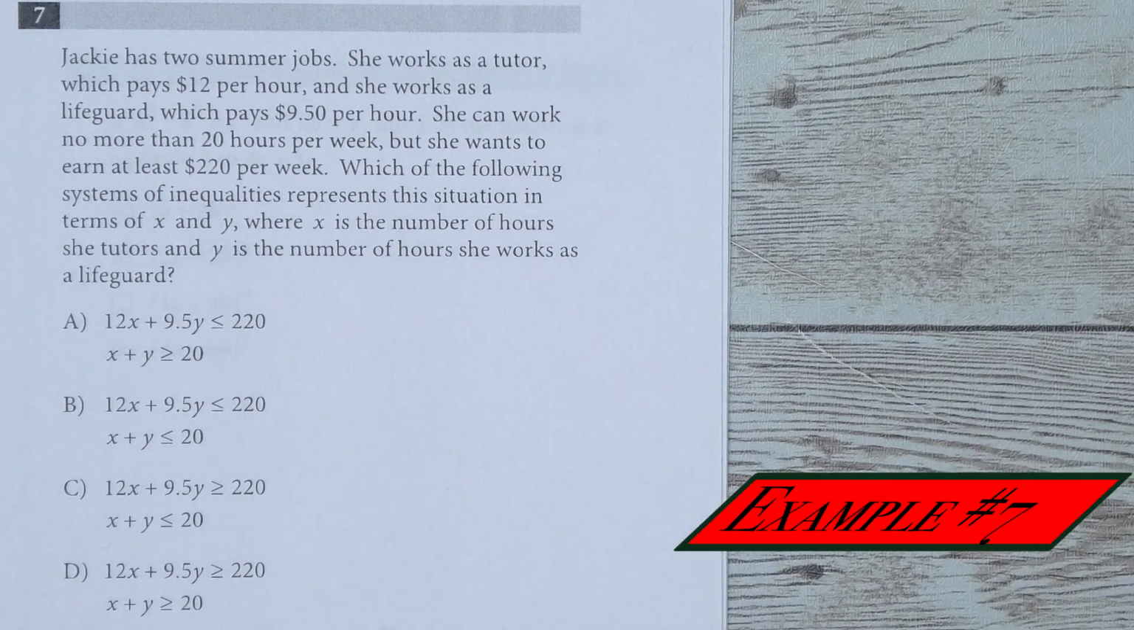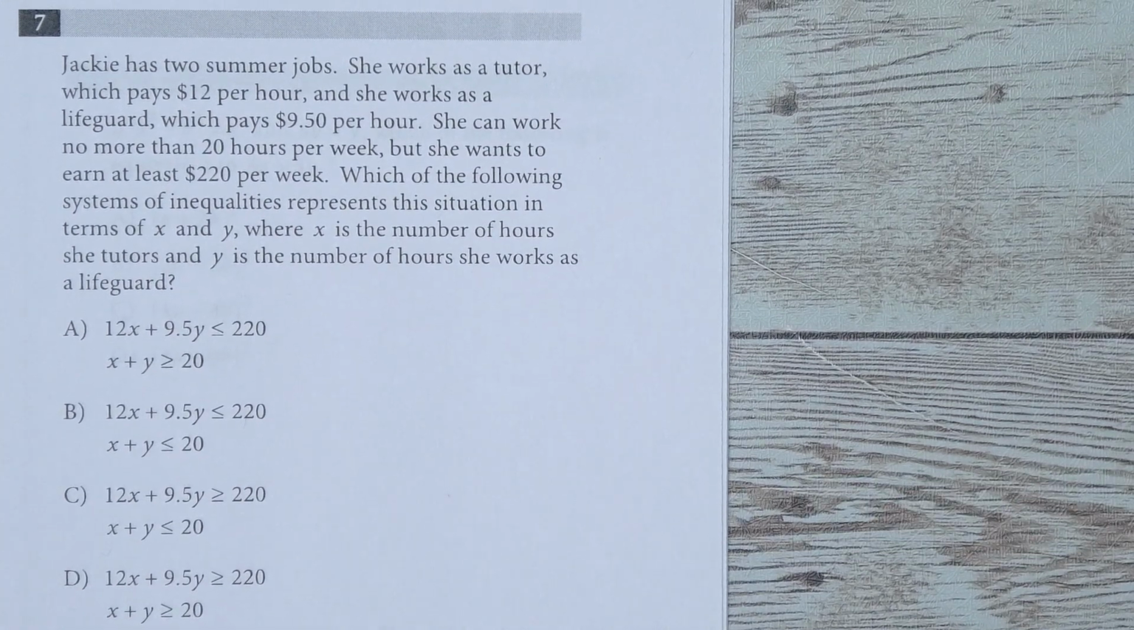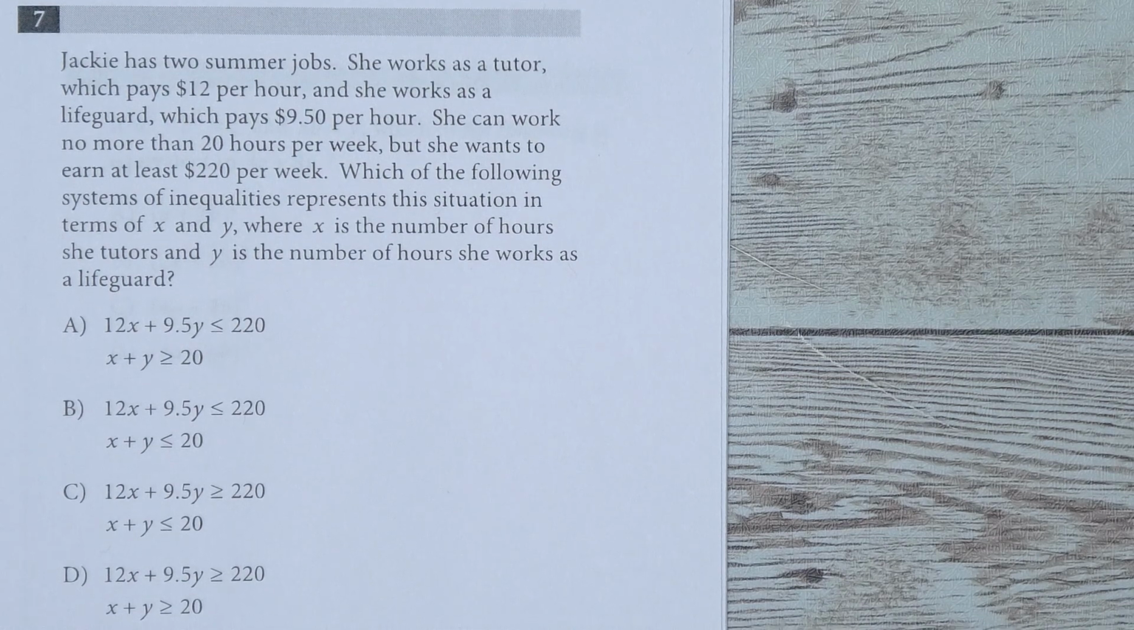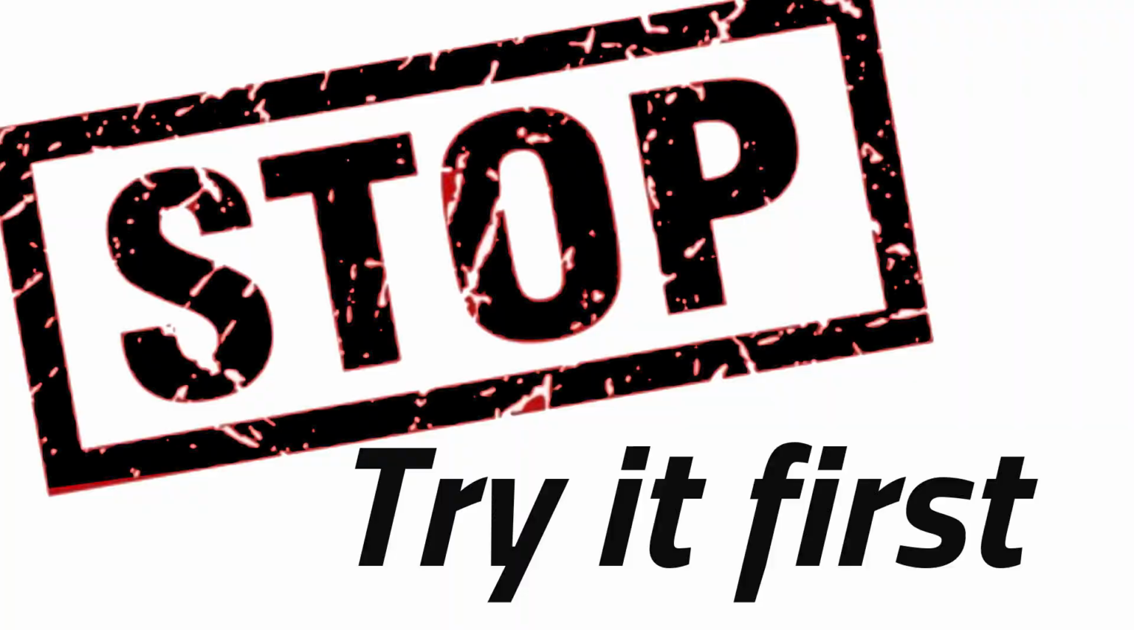Jackie has 2 summer jobs. She works as a tutor, which pays $12 per hour. She works as a lifeguard, which pays $9.50 per hour. She can work no more than 20 hours per week, but she wants to earn at least $220 per week. Which of the following systems of inequalities represents this situation in terms of x and y, where x is the number of hours she tutors and y is the number of hours she works as a lifeguard?